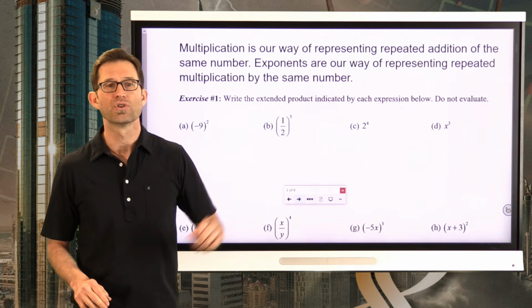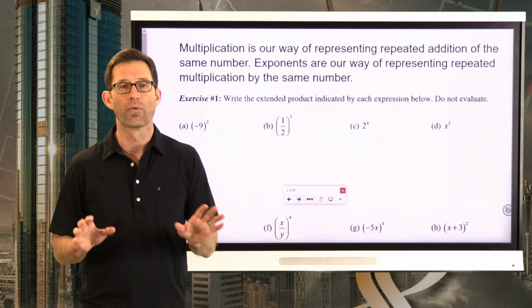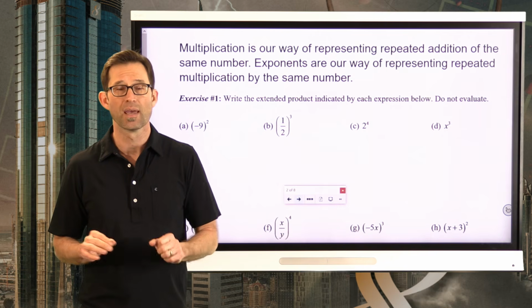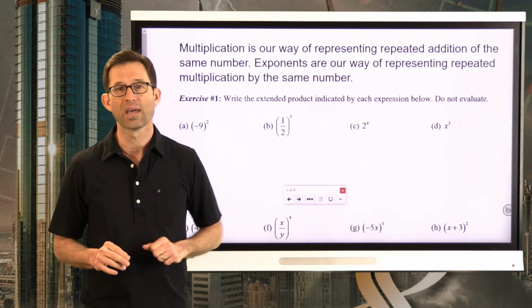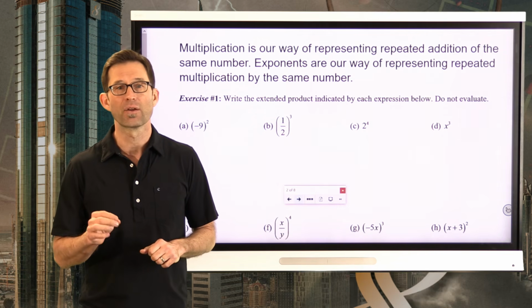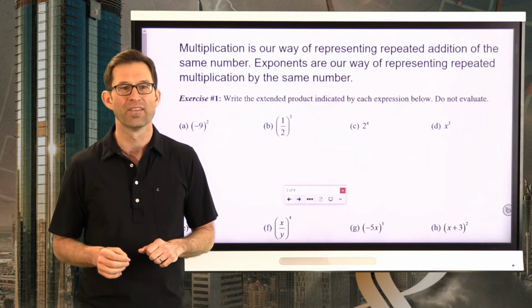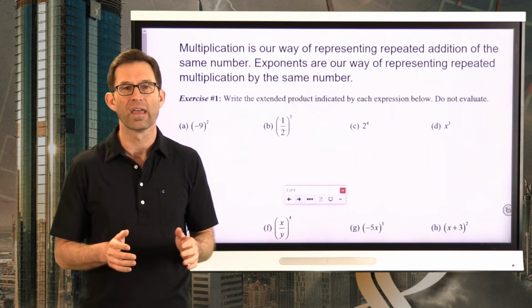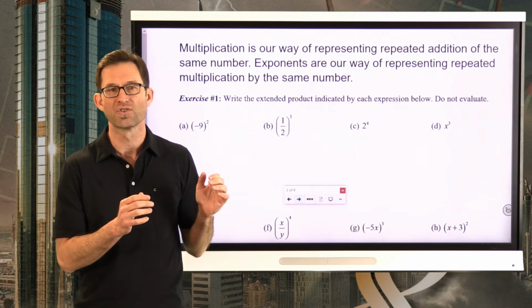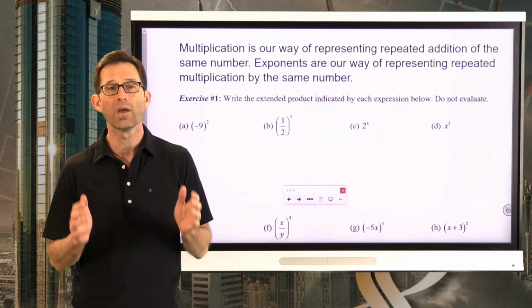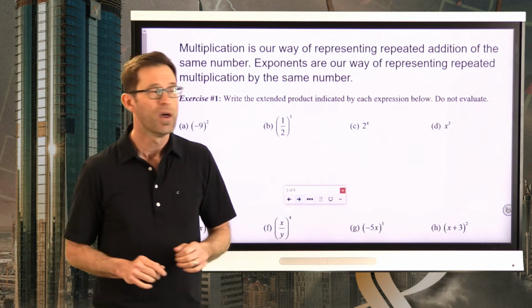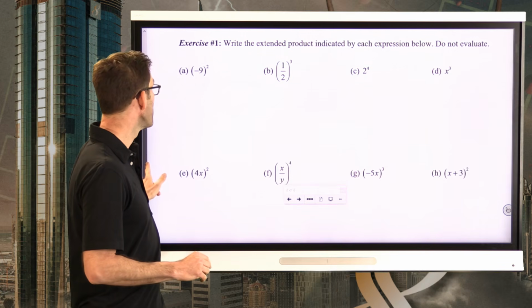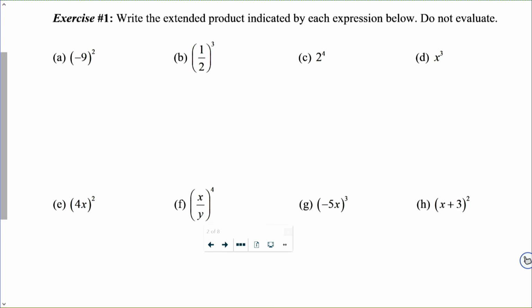Now multiplication, right, is our way of representing repeated addition of the same number. Exponents, however, are our way of representing repeated multiplication by the same number, right? So sort of, if you will, exponents are to multiplication as multiplication is to addition, right? They truly are analogous ideas. So let's take a look at that in exercise number 1.